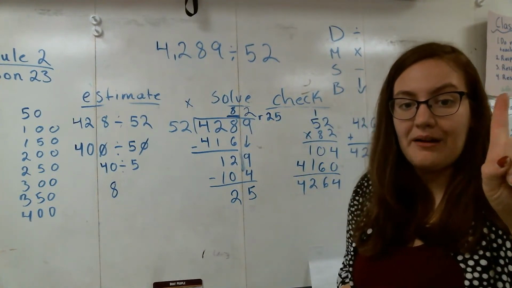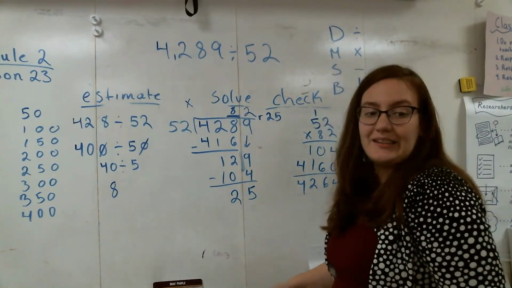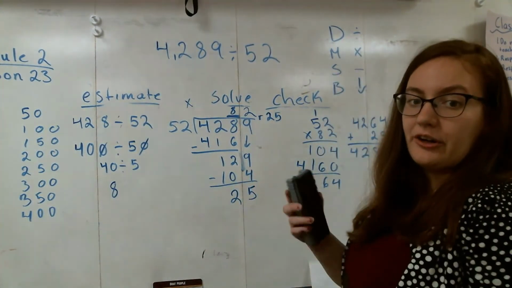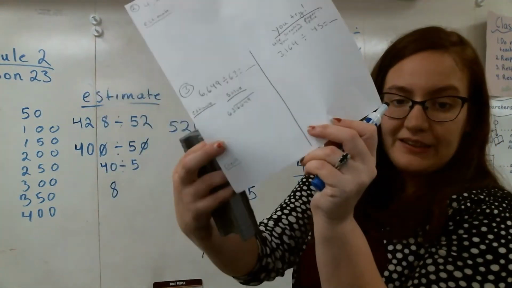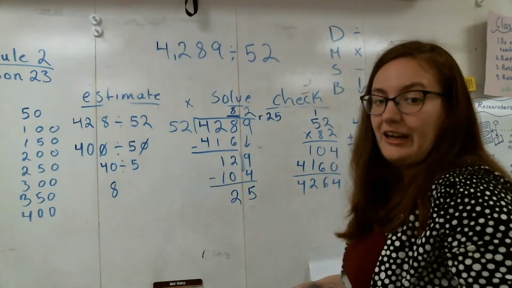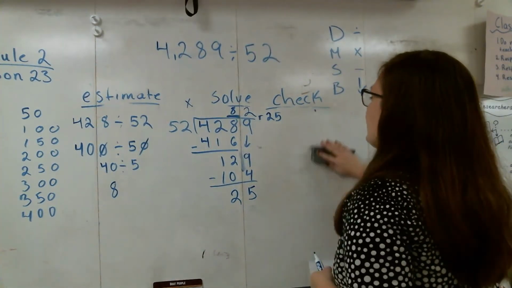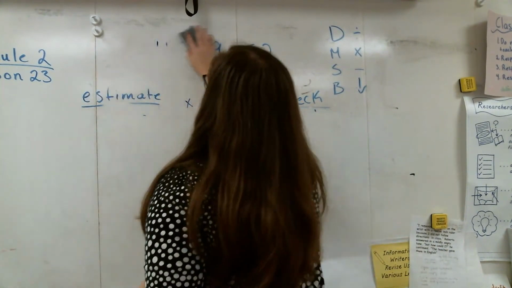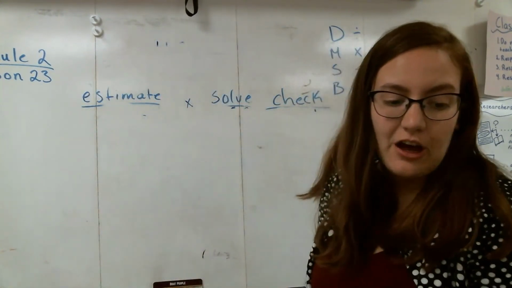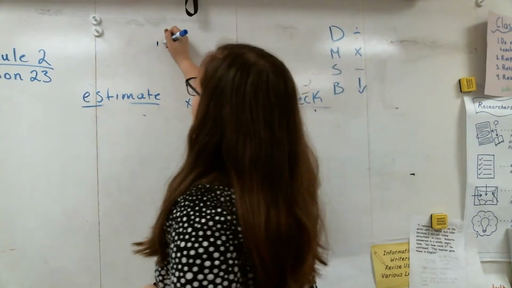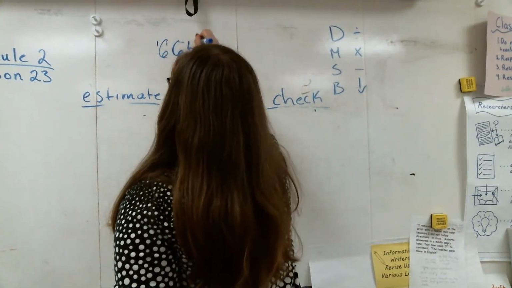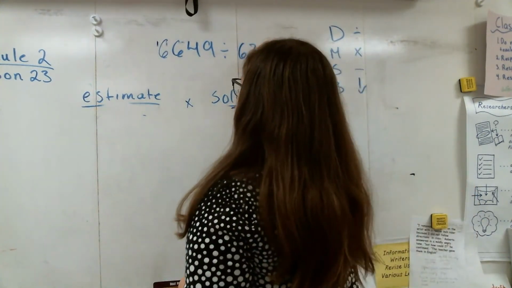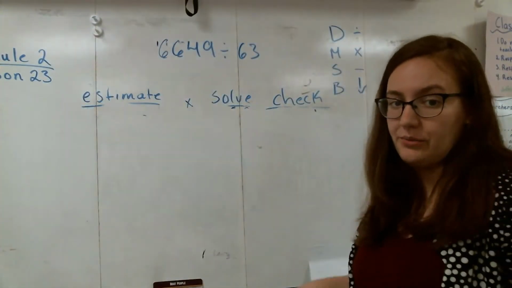We just have one more problem to do together, so please get ready for our last problem. This space is a little bit small, so if you need scratch paper or to work on your desk because the space is small in your notes, that is totally fine. So let me erase. And for this next problem, we're going to be solving for 6,649 divided by 63. And this problem is going to have a trick, so make sure you're looking out for it.